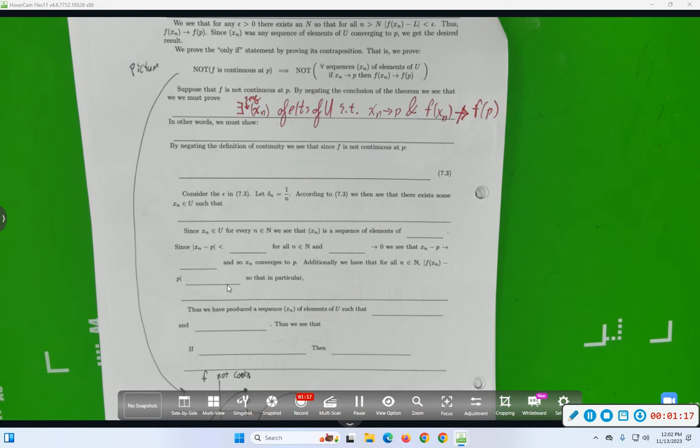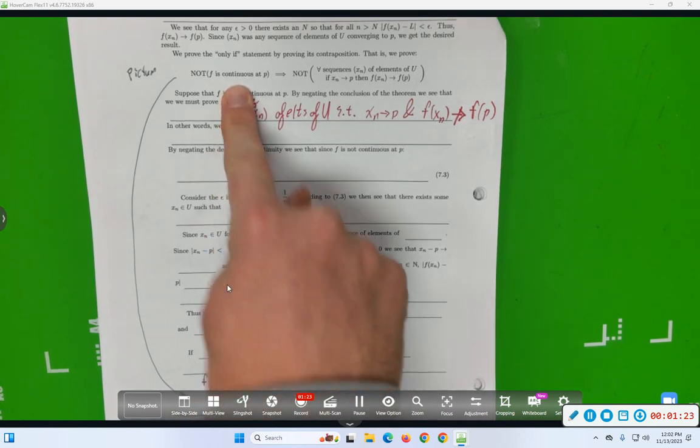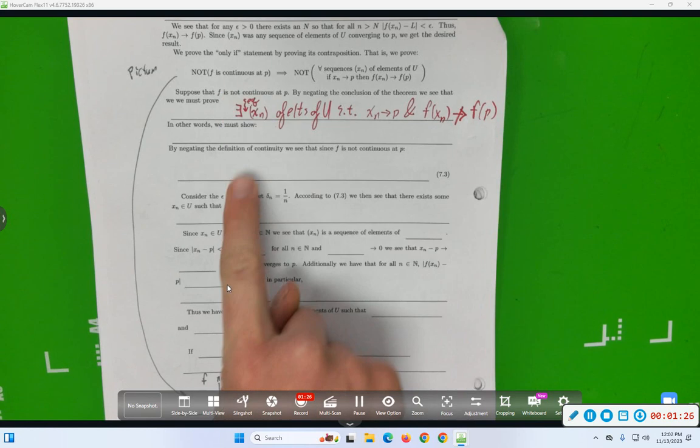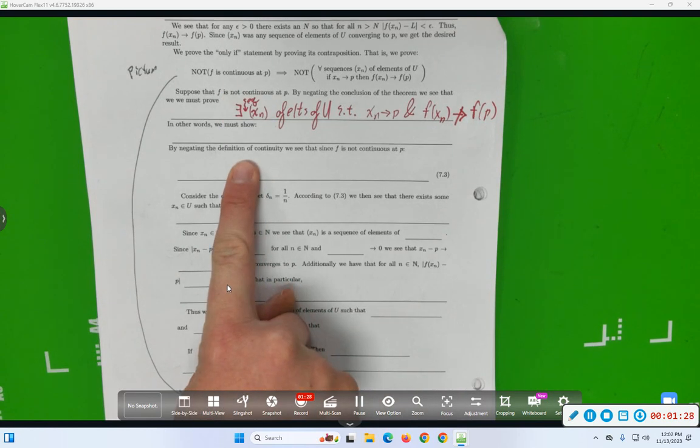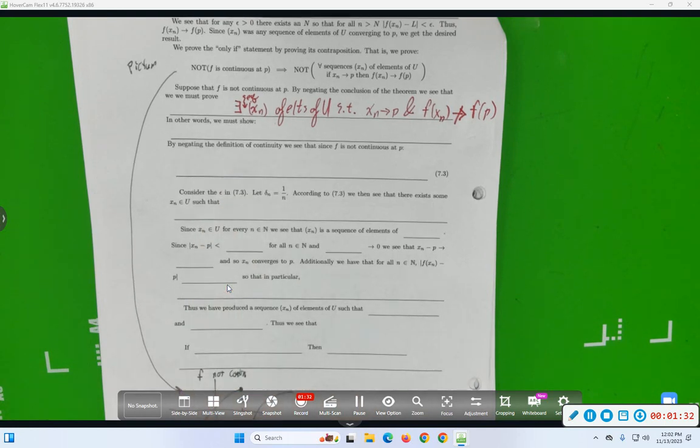Cool. So that is what continuity means. I want to assume f is not continuous. So let's negate the definition of continuity and see what it is that we get to assume. So if you negate this, what do you get?